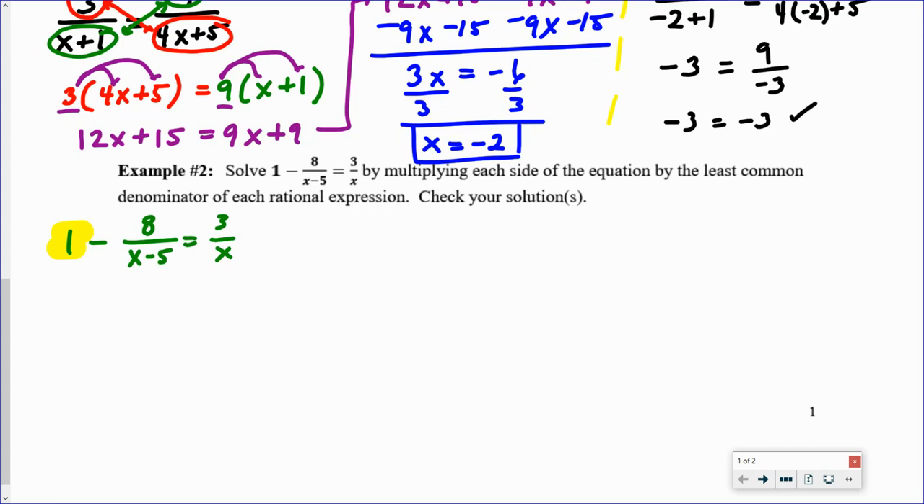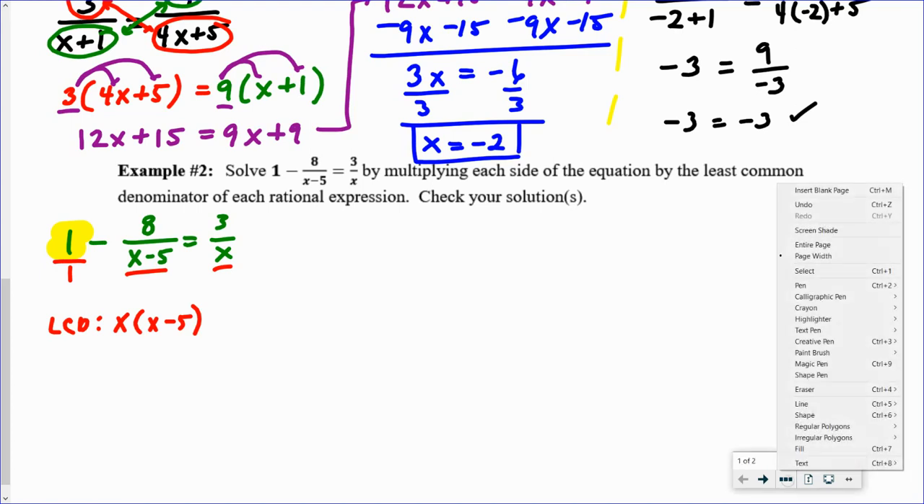What we're going to try to do is find the least common denominator of all of those rational expressions. So the first rational expression we see is 1 over 1. So the denominator there is 1, which is nice and easy for us. Second expression that we see is x minus 5 in the denominator. And the third expression that we see is an x in the denominator. So the least common denominator in this case should be 1 times x minus 5 times x. So it's just x times x minus 5.